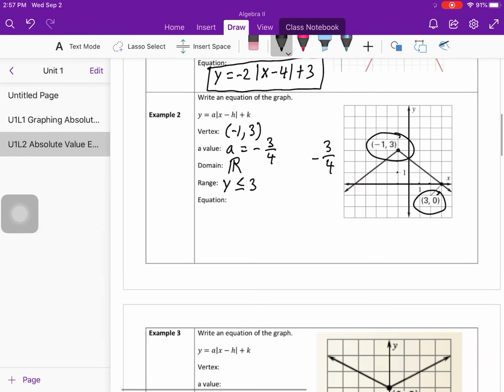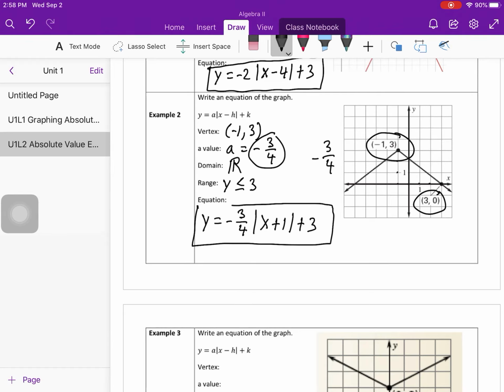And now the equation. We have everything we need. y equals, what's our a value? We discovered that right here. -3/4, absolute value of x. Now we look at our vertex. The h value here is -1. So once we plug it into the equation, it's opposite, so it's +1. And then plus k value is 3. So there we go. There's the equation.